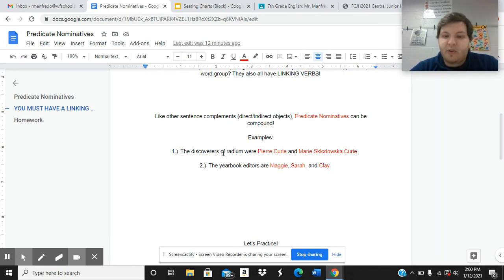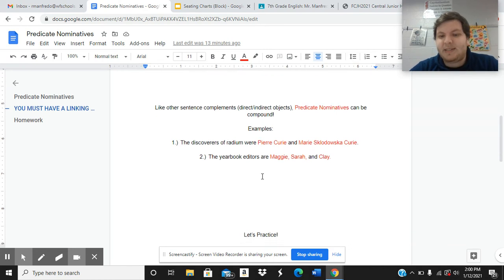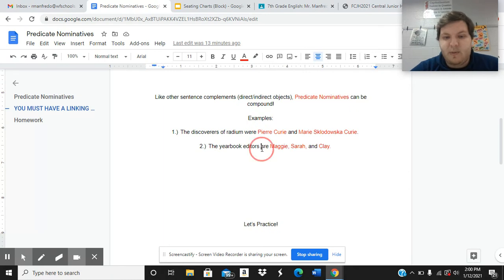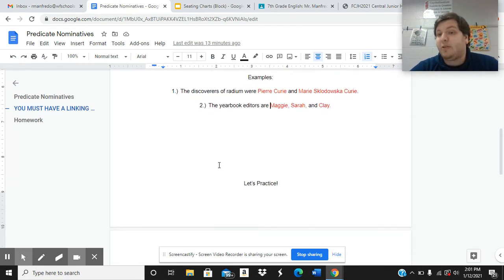The discoverers of radium were Pierre Curie and Marie Sklodowska-Curie. I'm sure some of you could probably correct my poor pronunciation of this lady's name, but for the time being, that's her name to me. And then finally, in example two, the yearbook editors are Maggie, Sarah, and Clay. We have our linking verb here, are, and we're saying the editors are, and then these three people's names. So don't forget that they can be compound, just like direct and indirect objects, the other two sentence complements that we've gone over.